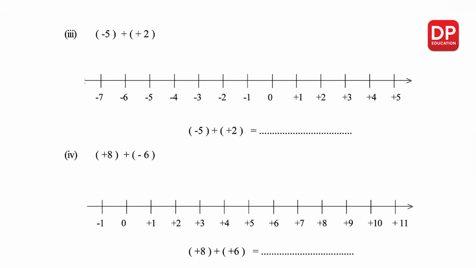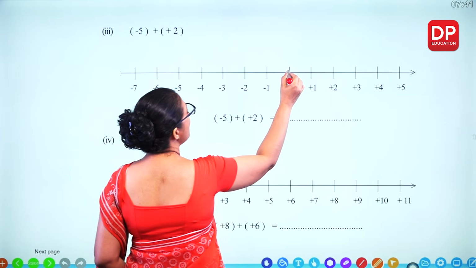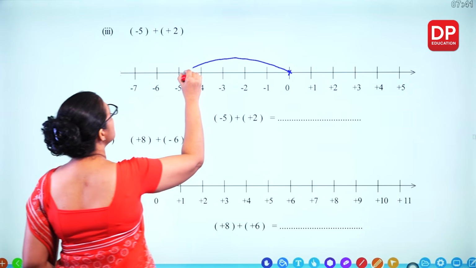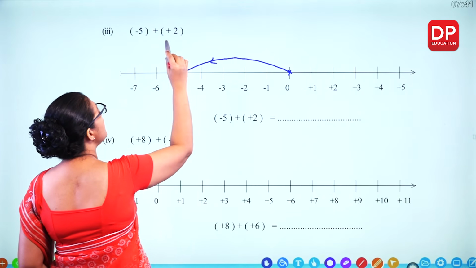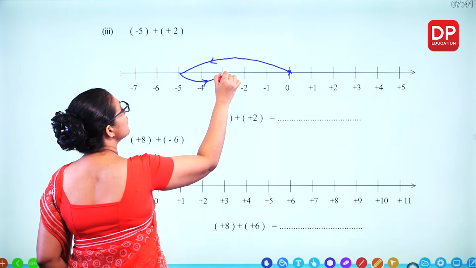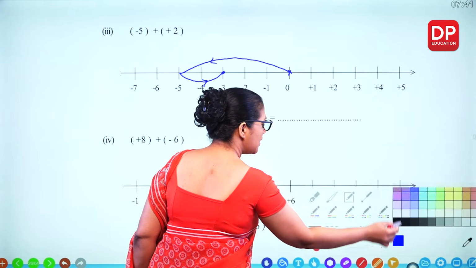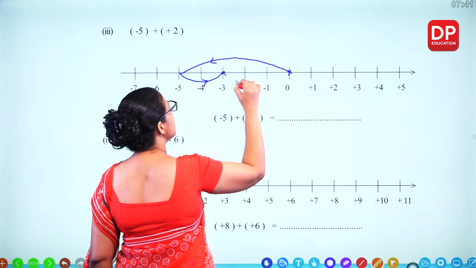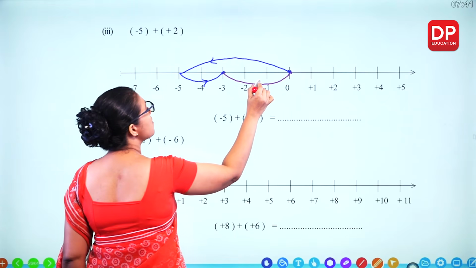Minus 5 plus 2. So from 0, minus 5 means towards the left. Then plus 2 means 2 squares to the right. So now the point is here. So what's the answer? 0 to this one means minus 3.